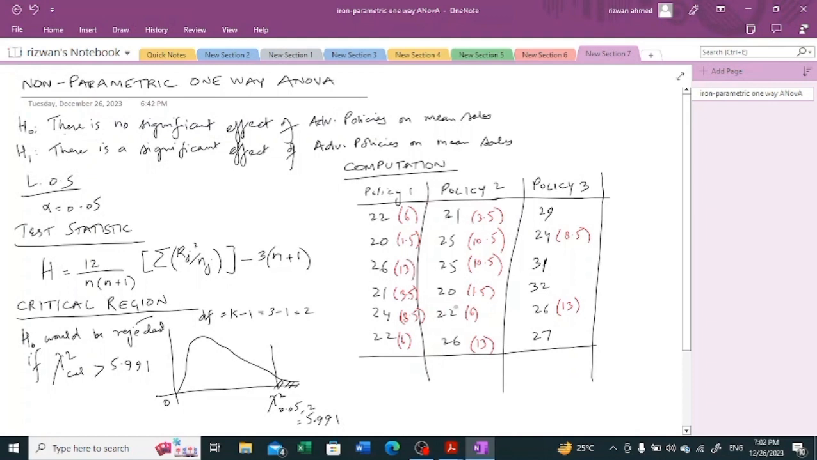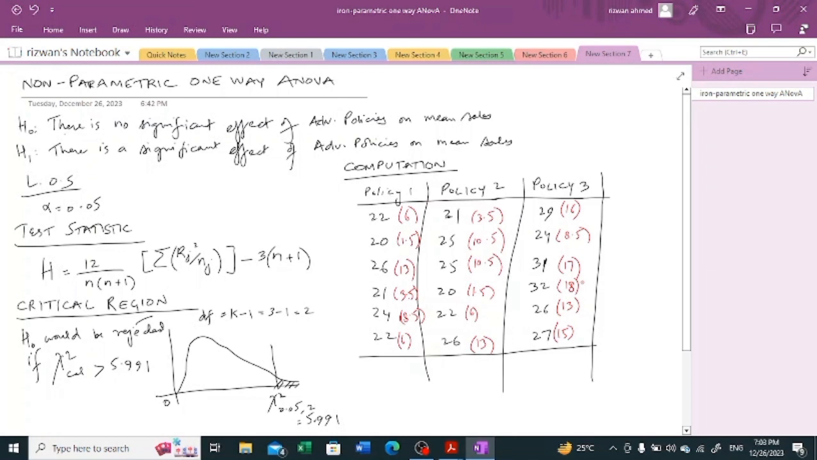Now the next higher rank should be 15. 15 we should assign to this one. The next higher rank is 16. We should assign it to this one. Then we have 17, and then we have 18.